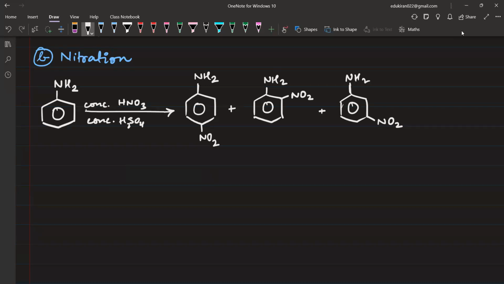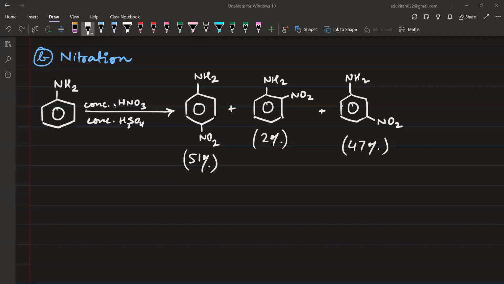ठीक है. अब यहाँ पे जो आपके पास para position वाला, that is 51%. This is only 2%, the ortho substituted, and the meta substituted, it is 47%. So it is not a very small amount. It's not a very meager amount. It needs some reason why we are getting 47% of meta substituted NO2. Since NH2 is a strong electron donating group, it should not give a meta product. Now, why is it giving?